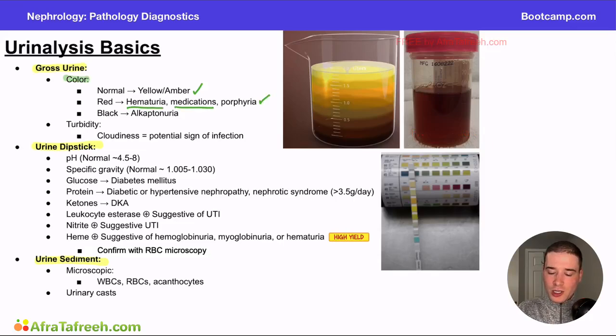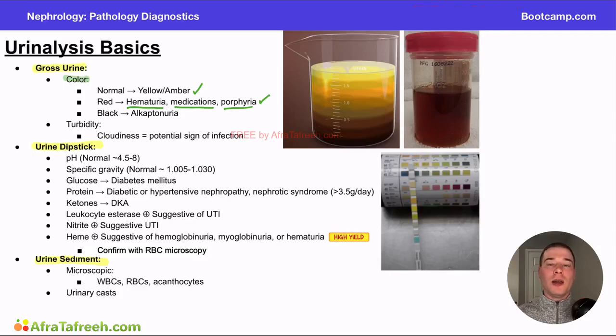Certain medications can cause redness. One of the most classic ones is rifampin. And can you remember what rifampin is used for? That's right, it's an antimicrobial. Another cause is a porphyria. So the one that we need to know at this level is acute intermittent porphyria. And one of the findings in patients with this condition is what we call port wine colored urine or a reddish colored urine. So this is also in the differential.